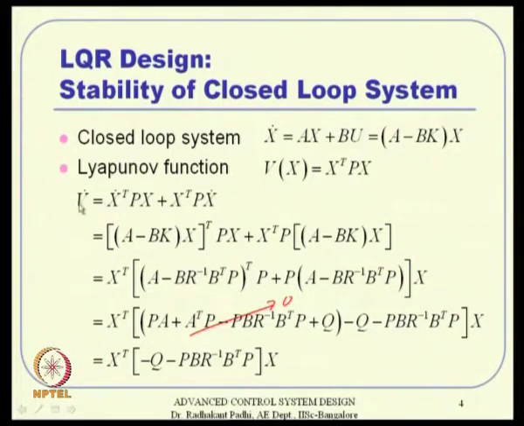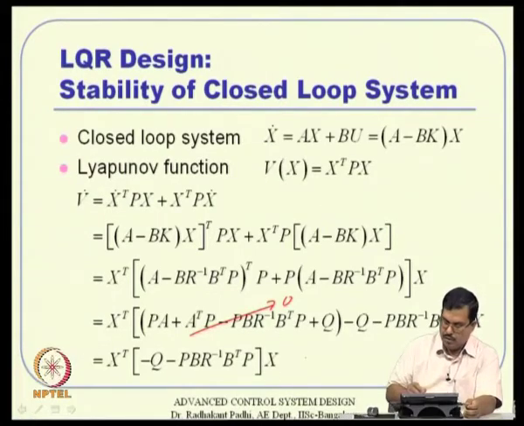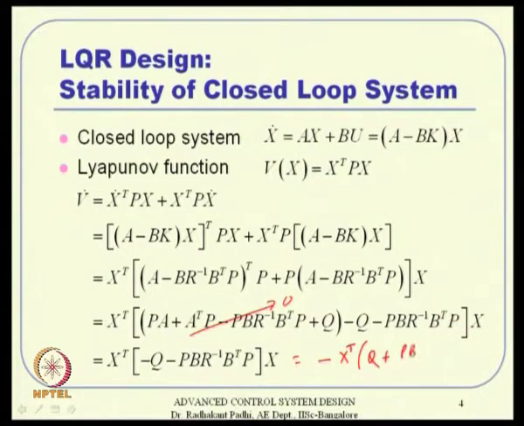And that is how our V dot turns out to be like that. If I take the negative sign out, so this is nothing but minus x transpose (Q plus P B R inverse B transpose P) into x. All that we need to show is that this particular matrix turns out to be positive definite. Once you are there, the negative of that is certainly going to be a negative definite function, and then we are done. Now, the question is: is the matrix you see in the bracket positive definite?